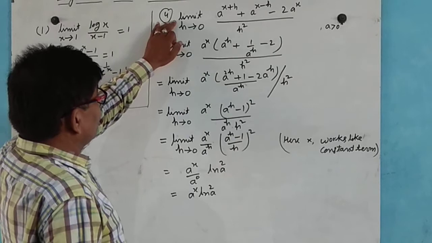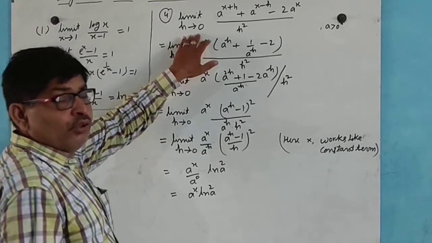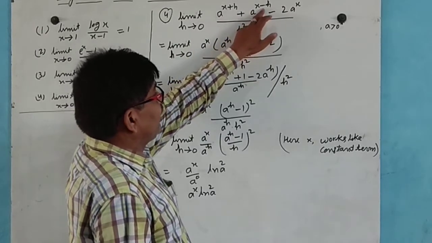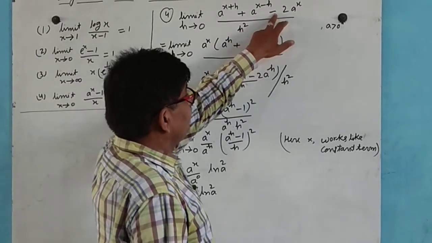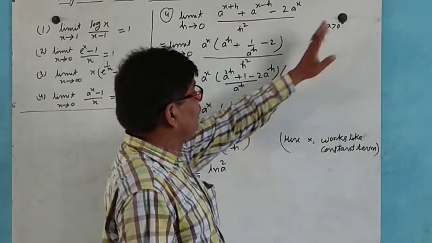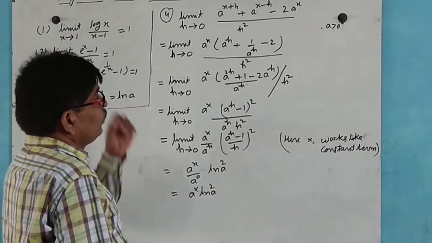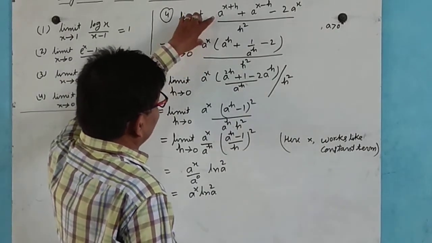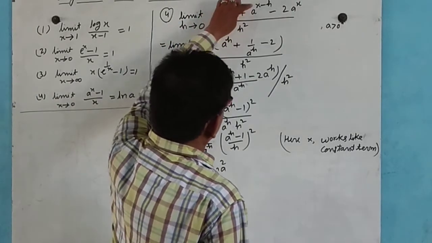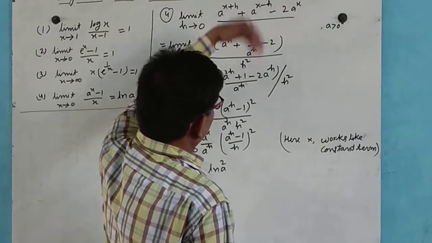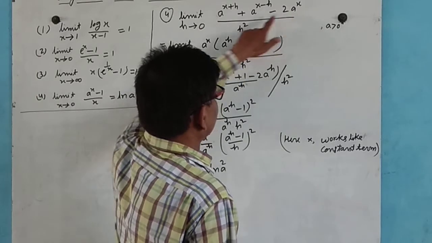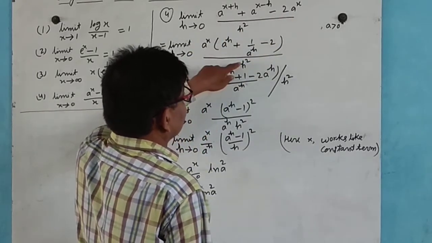Now, fourth problem: limit h tends to 0 of (a to the power x plus h, plus a to the power x minus h, minus 2a to the power x) by h square, where a is greater than 0. Now, we take a to the power x common, here a to the power h, and a to the power minus h, and in the denominator a to the power h and a to the power x are taken, divided by h square.